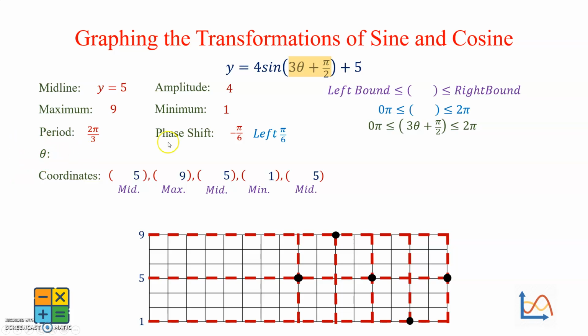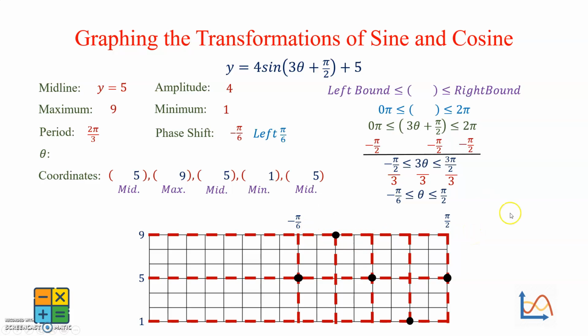And we're trying to find theta, so we're going to use inverse operations to determine theta. To get theta by itself, I'm first going to subtract pi over 2 on all 3 sides. Arithmetic leaves me with negative pi over 2 is less than or equal to 3 theta, less than or equal to 3 pi over 2. To get theta by itself, let's divide everything by 3. The arithmetic gives us negative pi over 6 is less than or equal to theta, less than or equal to pi over 2. What this is saying is that our new left bound will be negative pi over 6, and our new right bound will be pi over 2.